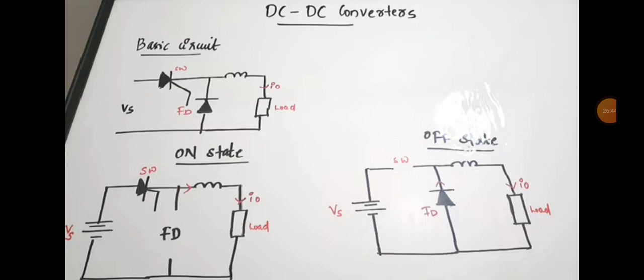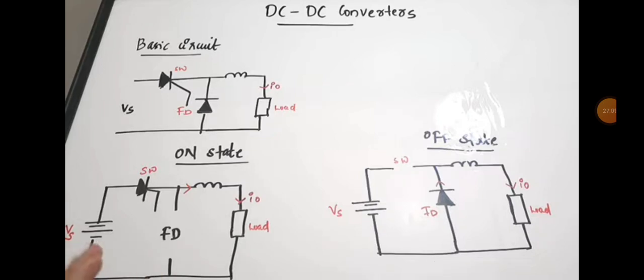So the basic circuit diagram, if you don't know anything about a chopper, you should know that this is the basic circuit diagram of a chopper. Now if you don't know what a chopper actually is, you can think of a chopper as a switch. Okay, it is just a switch with some additional components.